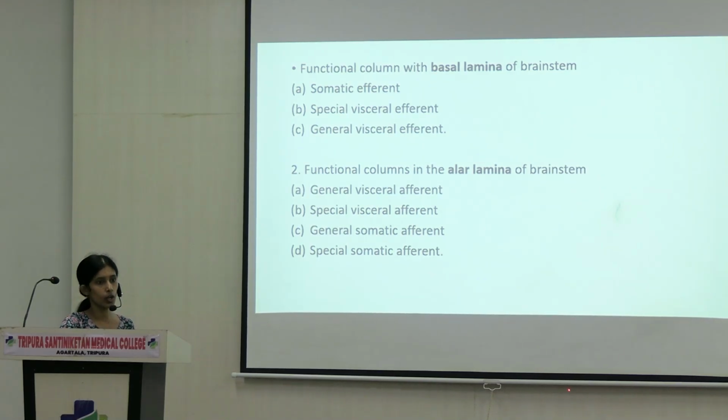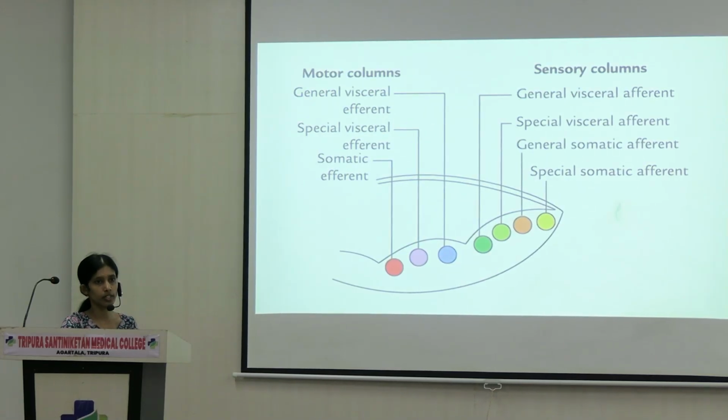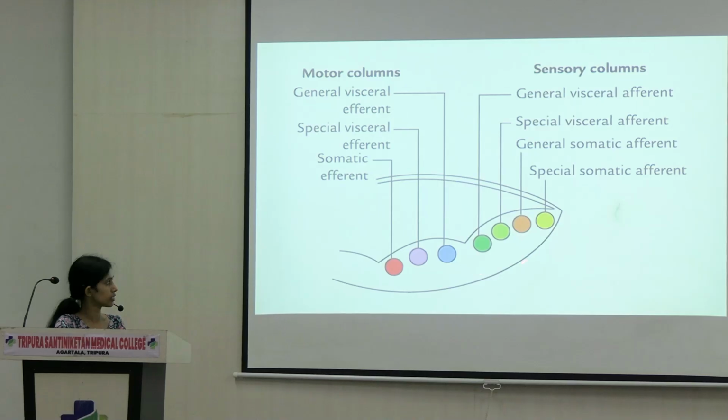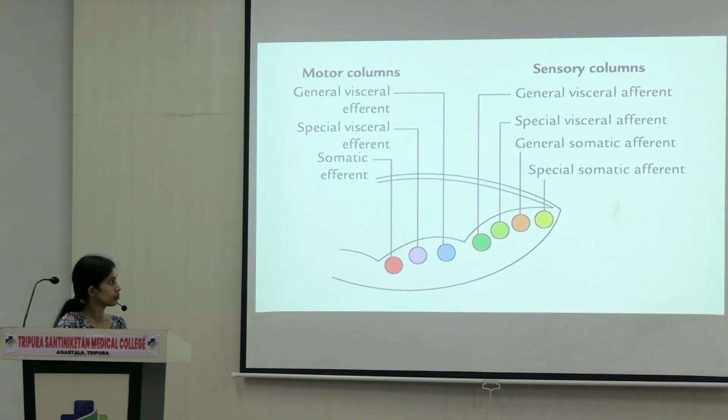So these are the columns we can see in your medulla oblongata region. Okay. This is the picture of the columns present in the medulla oblongata part. This region is your basal lamina and this region is your alar lamina.